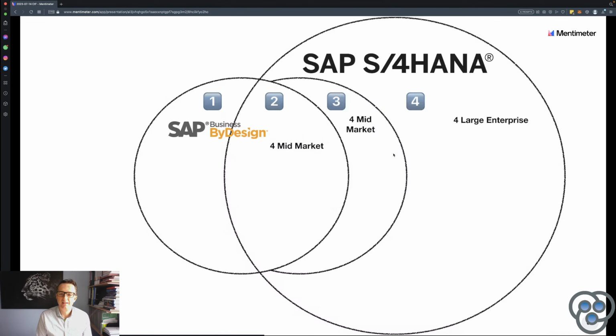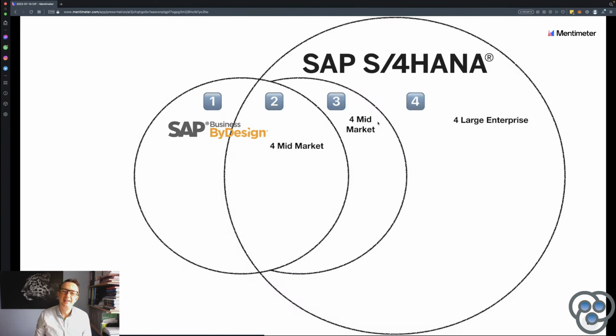So actually, it all depends on 1 and 3. If there's a must requirement in 1, you decide for SAP Business ByDesign. If your must requirements are in 3, then you decide for S/4HANA Cloud. It's as simple as that.